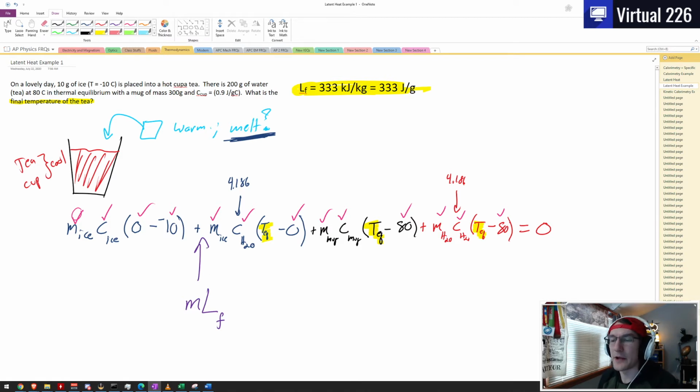Wait a second. Okay, so this isn't going to be negative. What am I saying here? It's going to be positive. That ice is going to be heating up. It needs energy to do that. So this mL is going to be a positive value here.